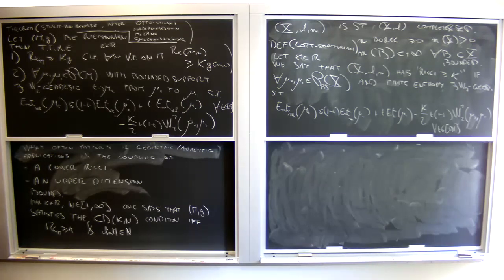So in some sense, you can rephrase the Sturm-Lott-Villani theorem by saying, look, the entropy satisfies this inequality if and only if the manifold satisfies a CD(K,infinity) condition. If you put in the upper bound, plus infinity means no upper bound.